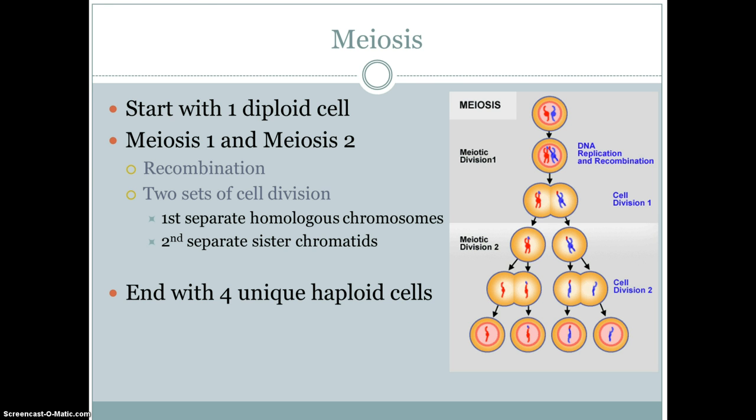And each of these haploid cells is unique. It's a little bit different from all the other ones. So this is part of the reason why sexual reproduction results in offspring that are so different from their parents, because they're made from unique haploid cells.